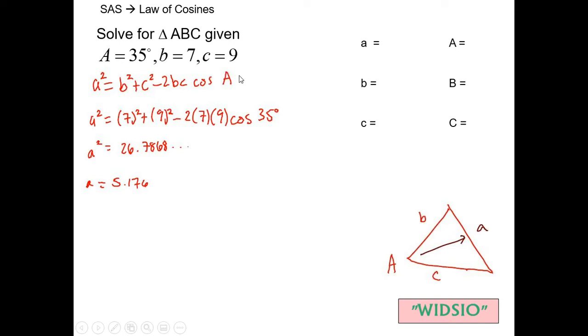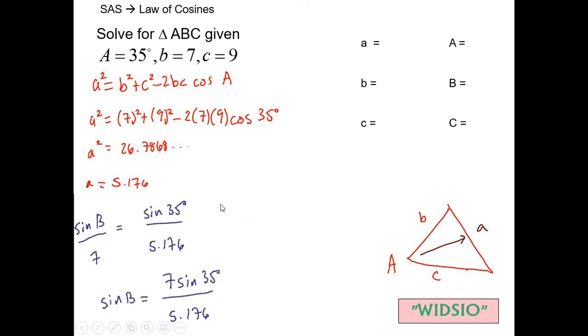When we're calculating this on our calculator, make sure that we multiply all of this together. So it's going to be b squared plus c squared minus all of this multiplied together. Well, we know what b is, we know what c is, and we know what angle A is. So if I plug this all into my calculator, I'm going to get a squared is equal to 26.7867, and we're going to take the positive square root of that, which is approximately 5.176. So now we have side A.